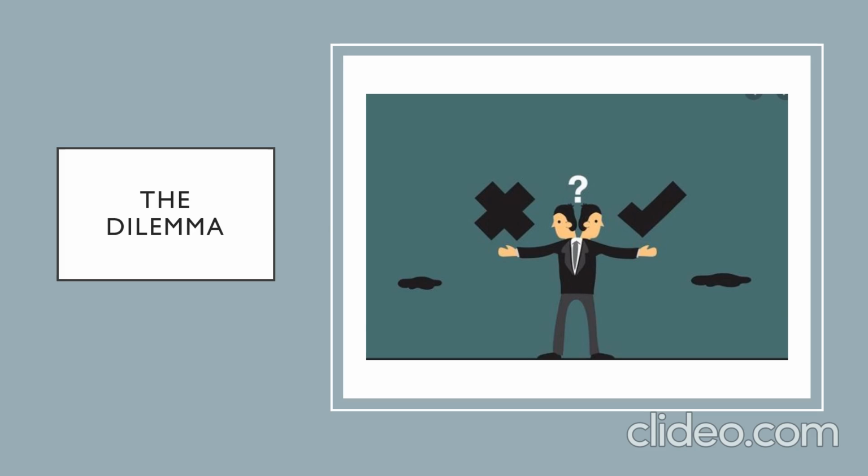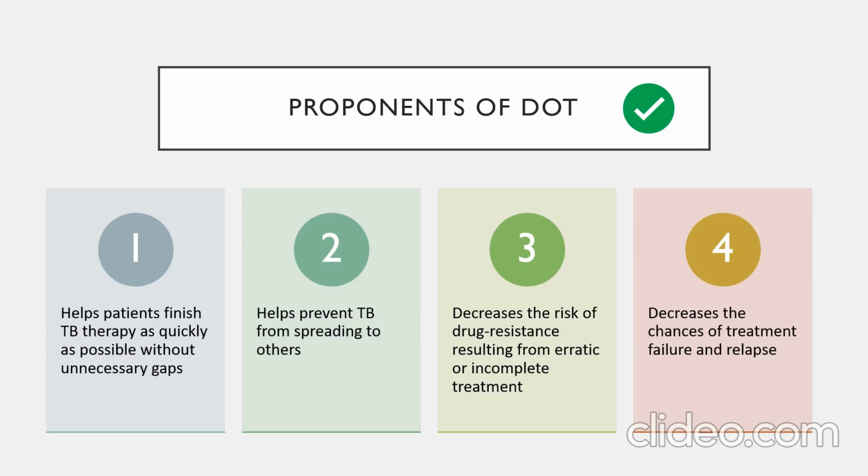Now, what are proponents of DOT saying? Proponents of DOT are saying it helps patients finish TB therapy as quickly as possible without unnecessary gaps. And that's true. That's what DOT does. With DOT, the patient is able to finish it quickly. There are no gaps because someone is there all the time to make sure that this person takes it. It helps prevent TB from spreading to others. And trust me, TB is a very highly contagious disease.